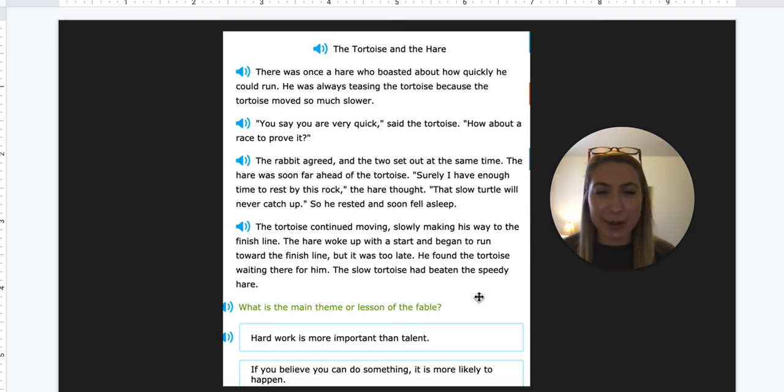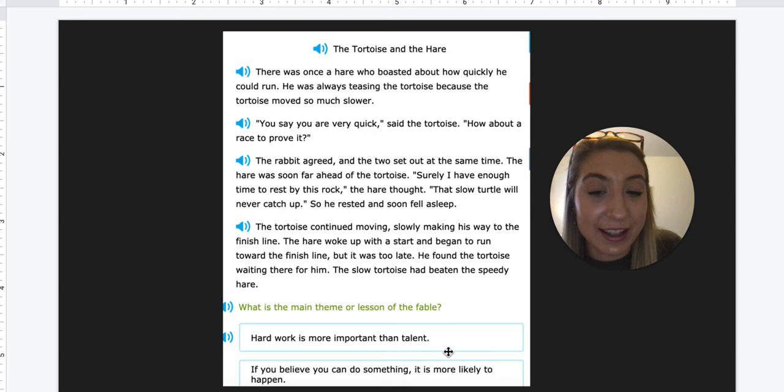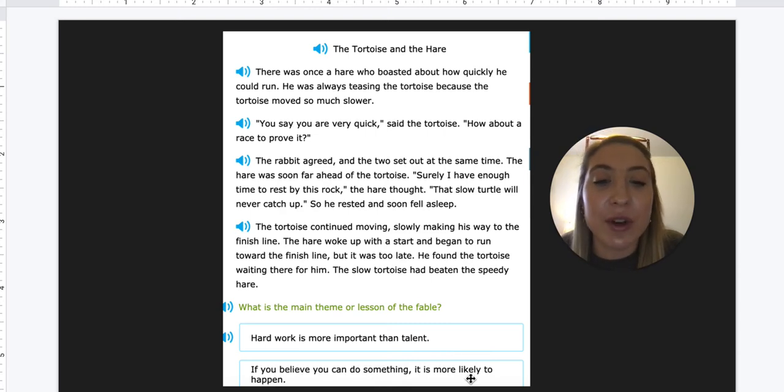So now, what did we learn from this? Hard work is more important than talent. Or if you believe you can do something, it is more likely to happen. All right, so let's talk through both of our examples.